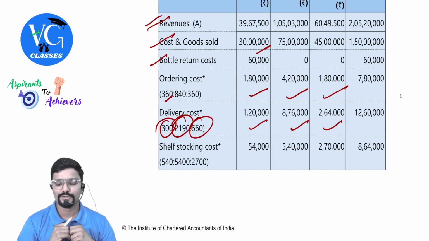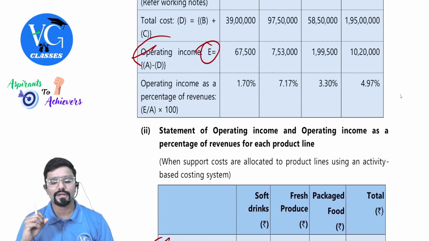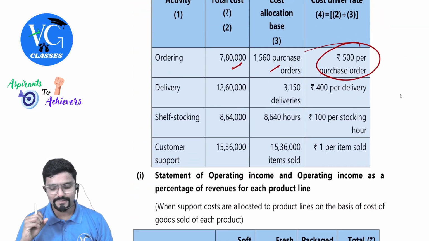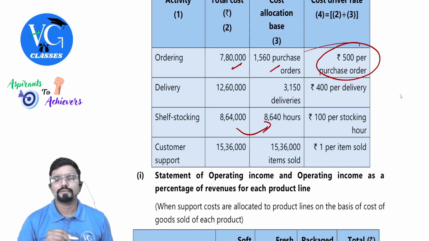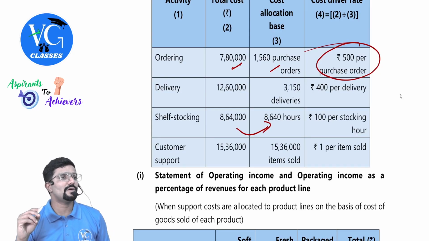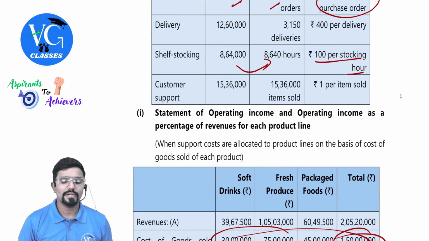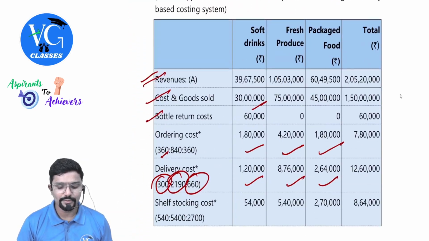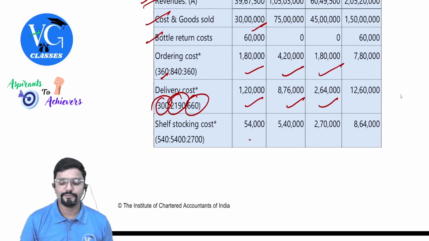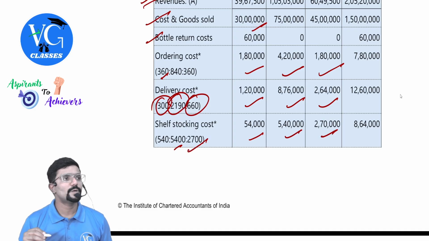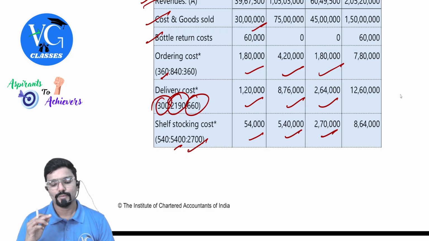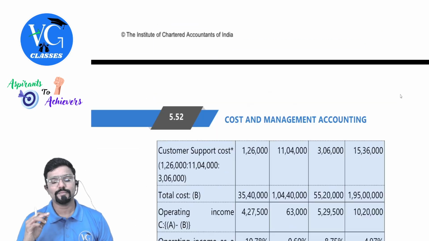Next, shelf stocking. Divide the activity cost by total of cost driver. You will get 100 rupees per stocking hour. So 100 into 540, 54,000. 100 into 5,400, 5 lakh 40,000. 100 into 2,700, 2 lakh 70,000. Total. Okay, so next, customer support cost.